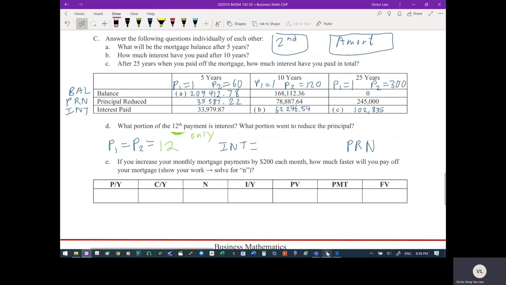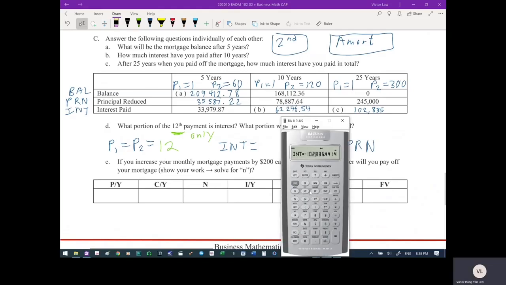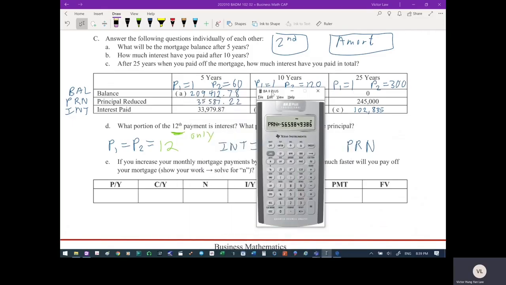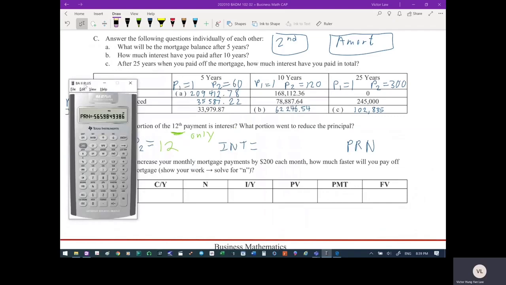So we're going to do that on the financial calculator. Second function, AMORT, right? P1 is 12, enter, P2 is 12, because we're only looking at one specific payment. We're not looking for cumulative. So our start period is 12, and our end period, P2, is 12. And then we go to the PRN. PRN, we're going to get 565.98. And then we go down to interest, 593.47.